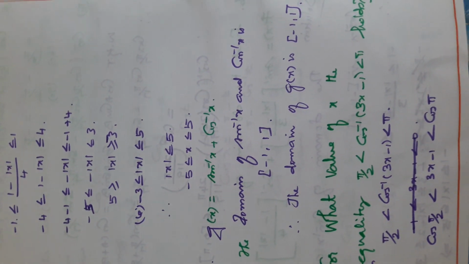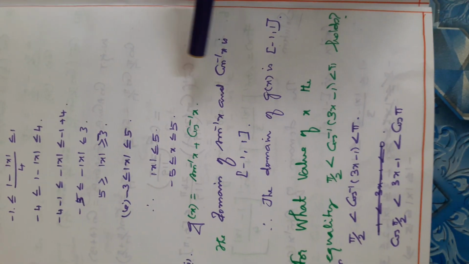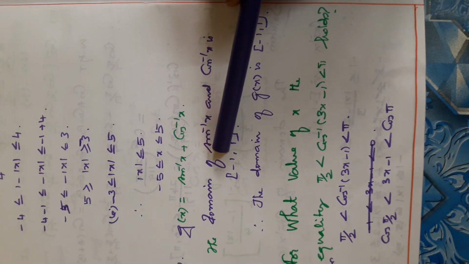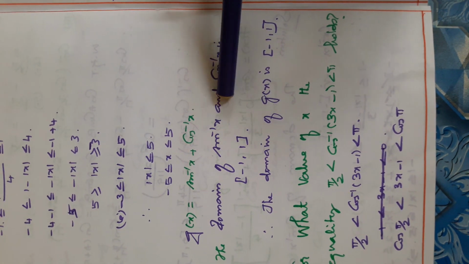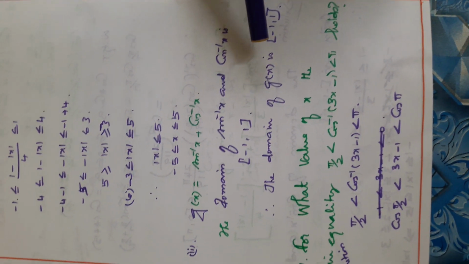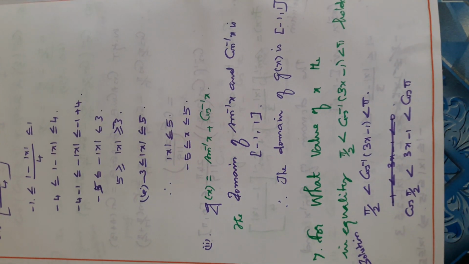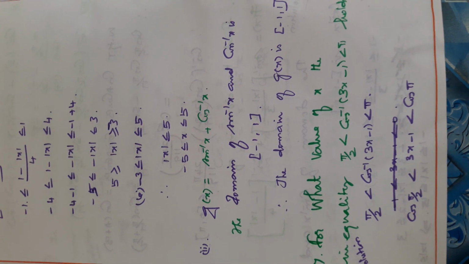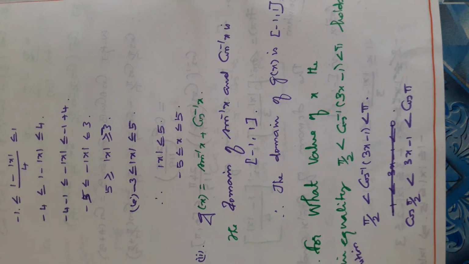And the next one, g of x equal to sin inverse x plus cos inverse x, we have to find the domain. So again, the domain of sine inverse and cos inverse both lies between minus 1 to plus 1. Then the domain of g of x is also minus 1 to plus 1. And the next question, for what value of x the inequality holds? We have to check the value of x.